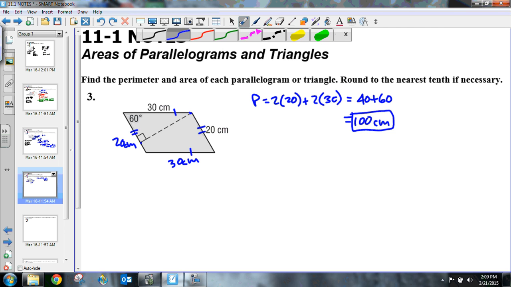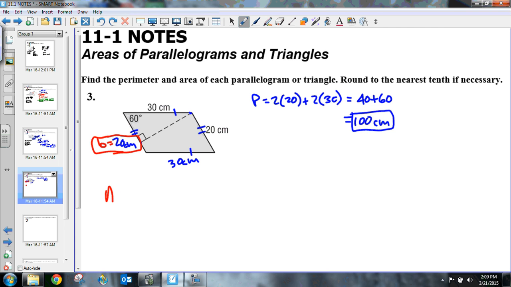Now, my base is this measurement down here. Okay, that's my base. My base is equal to 20 centimeters. All right, so if area is equal to base times the height, I need to find my height here. Now, what I notice here is that this is a 30-degree angle. This is a 30, 60, 90 triangle.